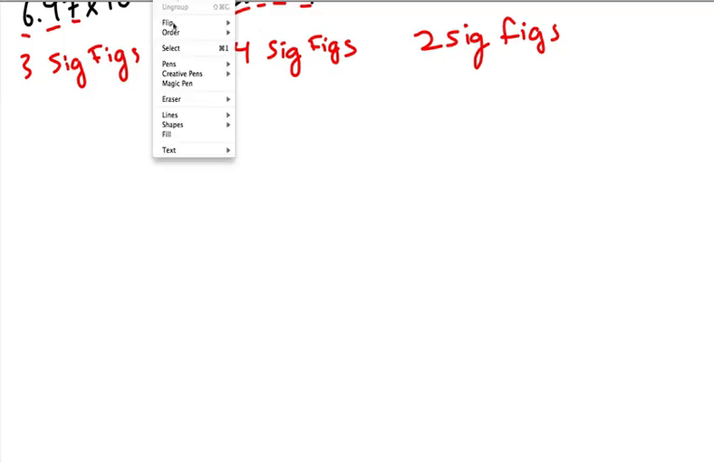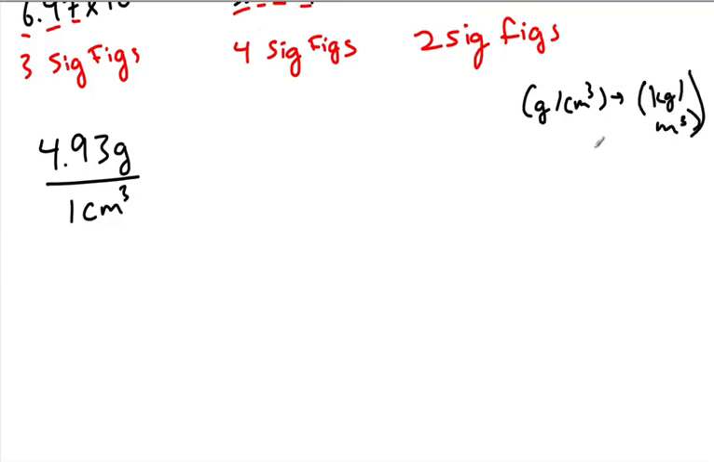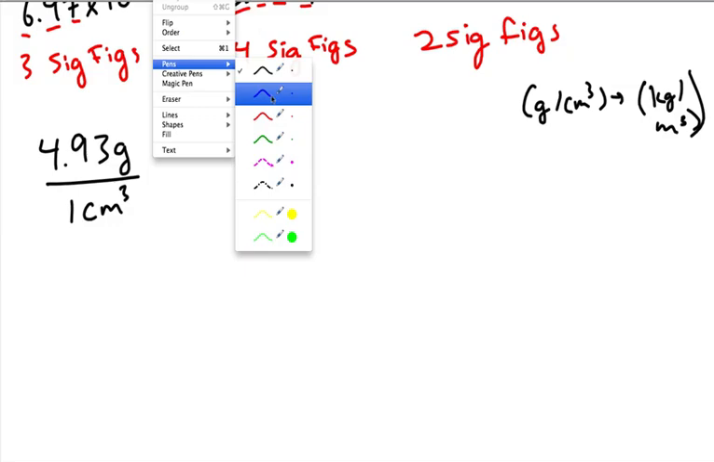Now we must do something with dimensional analysis. And dimensional analysis is the process of using conversions to convert units. So let's say I wanted to go from grams over centimeters cubed to kilograms of meter cubed. Well, we'd have to use dimensional analysis to do this. So the first step is to create conversion factors.